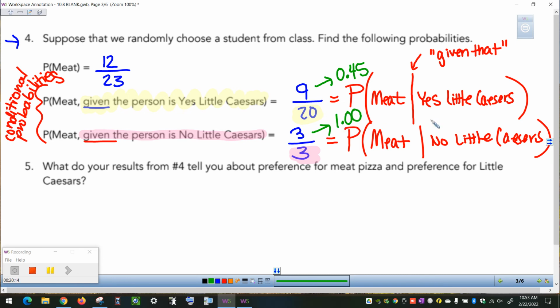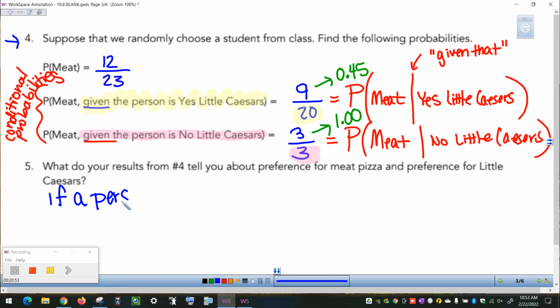And so looking at our probabilities here in decimal form will make it very easy for us to compare them. And we can describe a statement about what may be going on between these two preferences. So notice how if a person did not like Little Caesars, they were much more likely to prefer meat, because 100% of the people preferred meat, compared to the people over here that did like Little Caesars. Well, it was only 45% of those people that preferred meat, so it looks like those people were less likely to prefer meat.